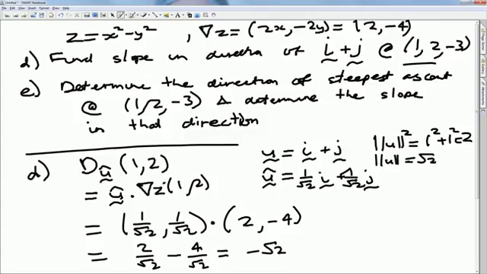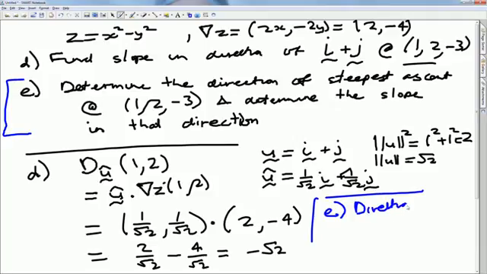Questions related to this are: now we know the slope in one direction, can we work out the direction in which it's steepest going up, the steepest direction? And if you know the steepest direction, what is the slope in that direction? Well, the answer is quite straightforward. The direction of steepest ascent is just the direction of the gradient vector, so in the direction of 2, minus 4.